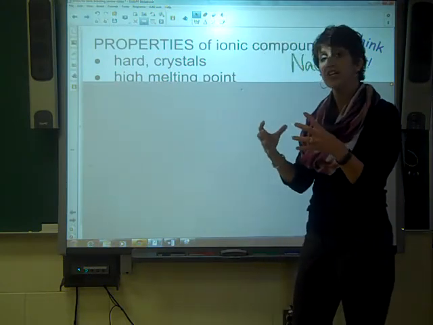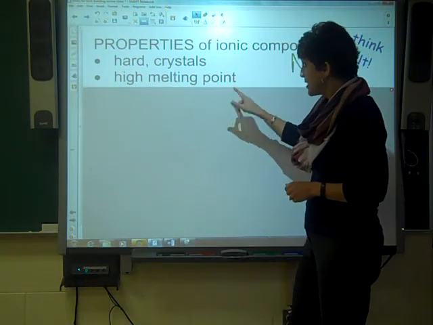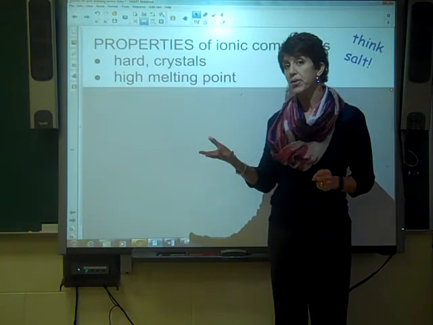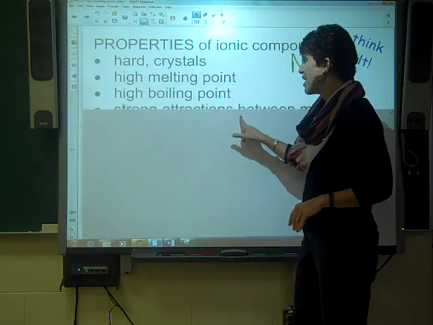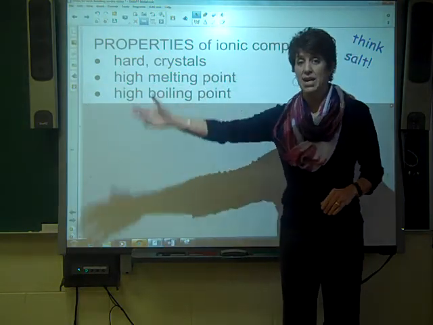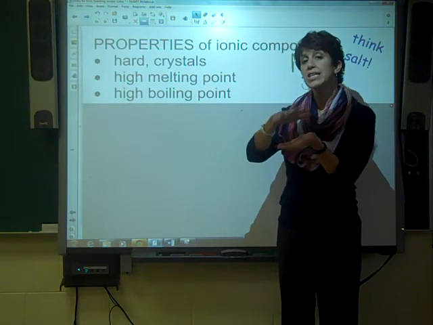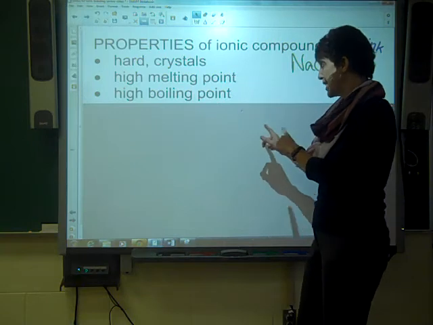The crystalline structure is because there's so much attraction between these molecules. To melt salt, you would need a very high temperature. So that is a property of ionic compounds. They melt at a very high temperature. They boil at an even higher temperature. So melting is to go from a solid to a liquid. Boiling is to go from a liquid to a gas. It's got to be thousands of degrees.